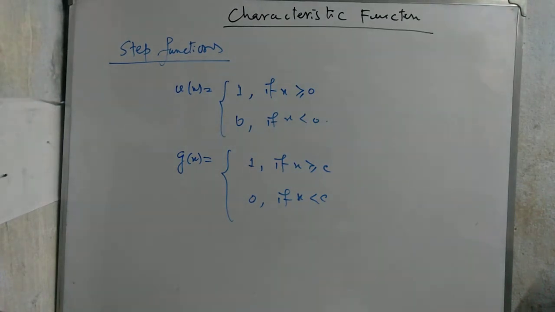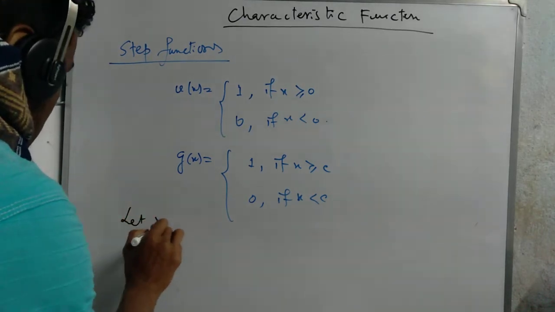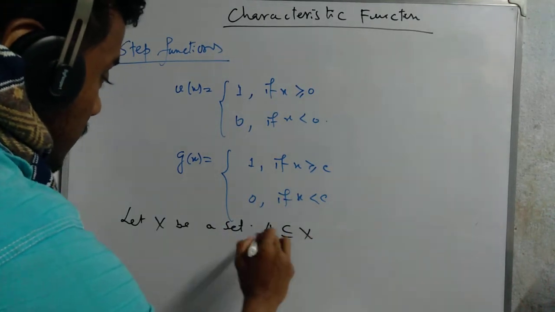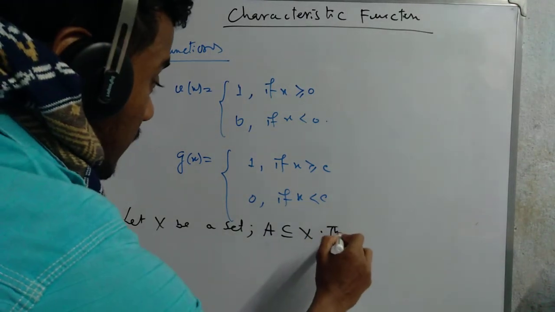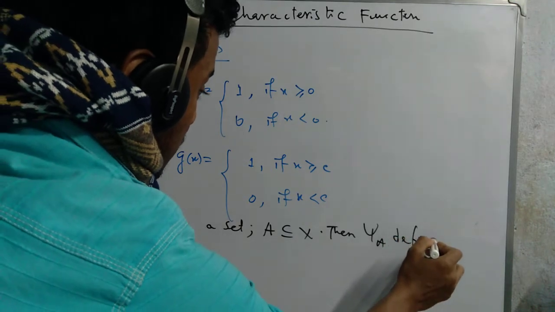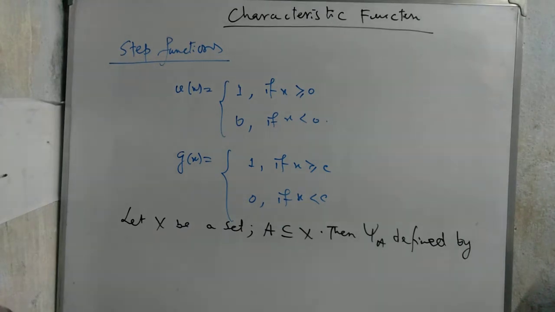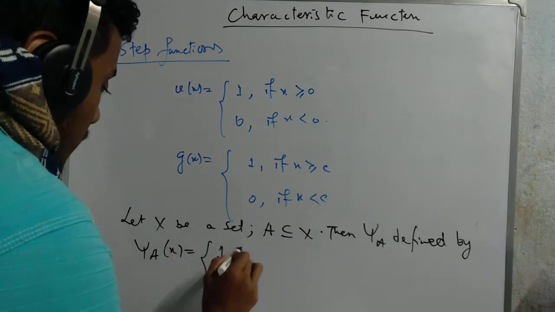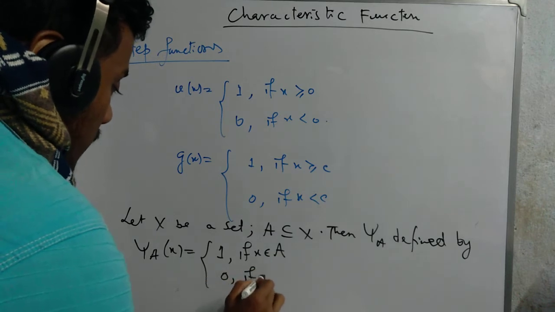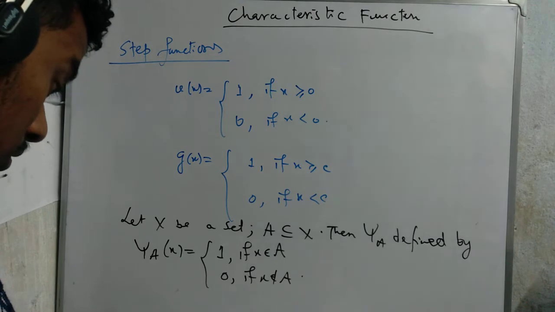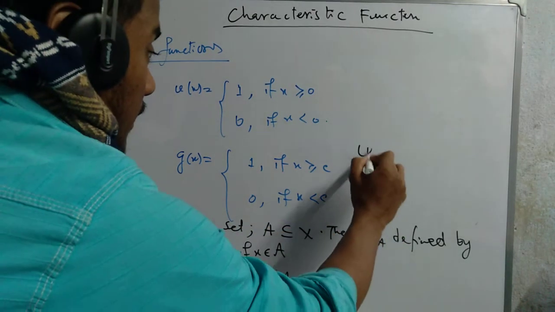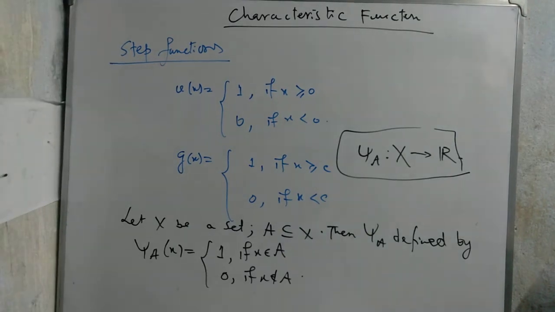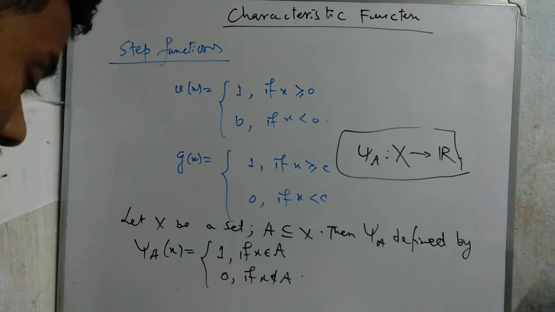Now define the step functions in this way. Let X be a set, and let A be a subset of X. Then psi_A is defined by psi_A(x) equal to 1 if x belongs to A, and 0 if x does not belong to A. Then we also talk about psi_A as a function from X to R, defined in this way.